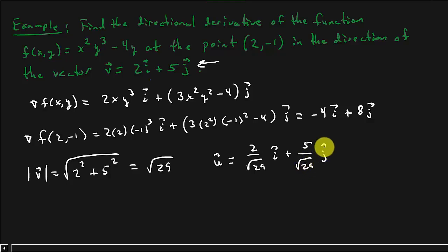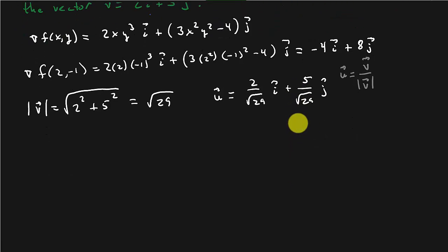Remember, the unit vector of v is v divided by the magnitude. Okay? Let me write the formula here. Your unit vector is vector v over the magnitude of v. And that's all we did there. We just divided each one of these by the magnitude, which is the square root of 29.